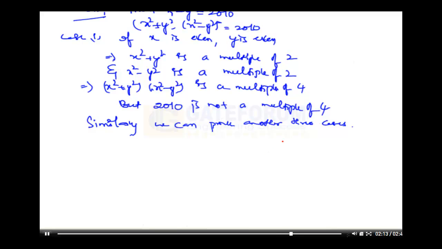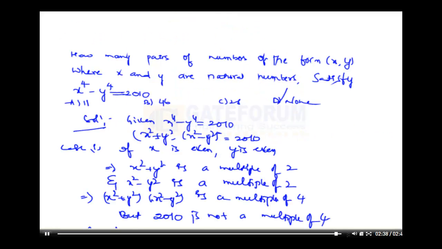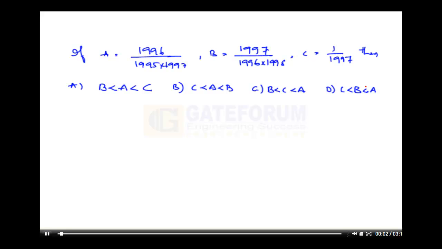What are the other 3 cases? The other 3 cases are x is odd, y is even; x is even, y is odd; and x is odd, y is odd. So we can write, therefore the pair of the form x comma y does not exist. So option D is the right answer here.